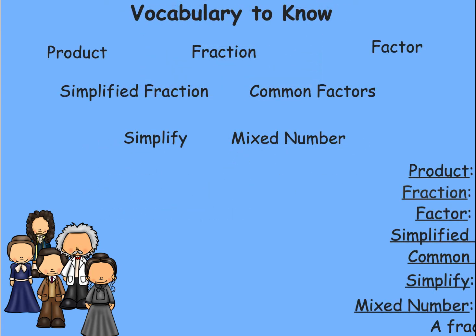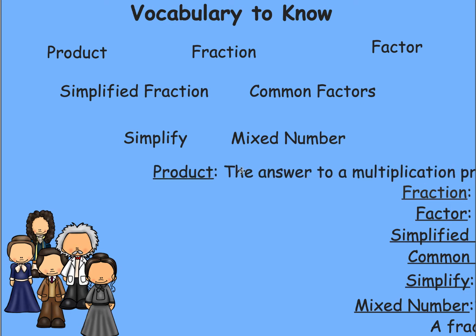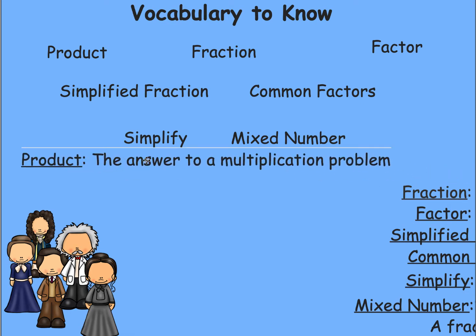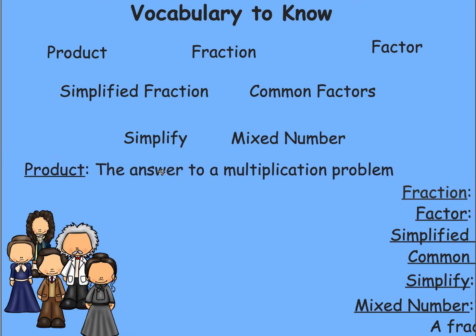So here's some important vocabulary to know. We want to make sure that we understand what a product, fraction, factor, simplified fraction, and common factors are, what it means to simplify, and what a mixed number is. Okay, so first, the purpose of multiplying numbers is to find the product. So if we're multiplying fractions, we want to find the product of the fractions. Remember, product means it's the answer to a multiplication problem.